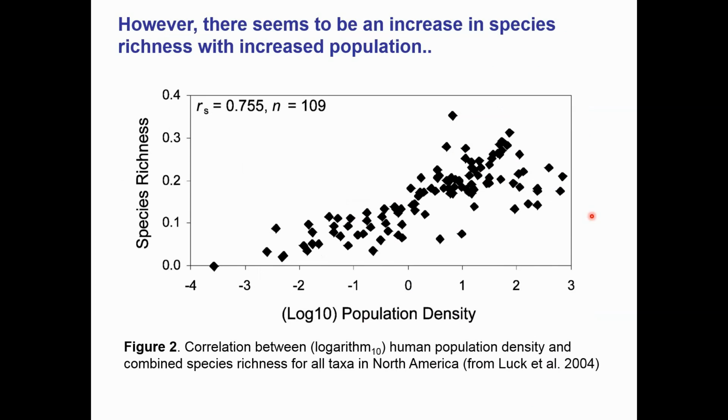However, one thing that seems to go against this idea that when humans arrive we immediately destroy biodiversity is this bizarre relationship where there seems to be an increase in species richness with increased human population. So on this graph here, on the x-axis, we've got human population density, and on the y-axis, we've got species richness. So we've got this situation where as human population density increases, species richness is also going up. So what's going on?